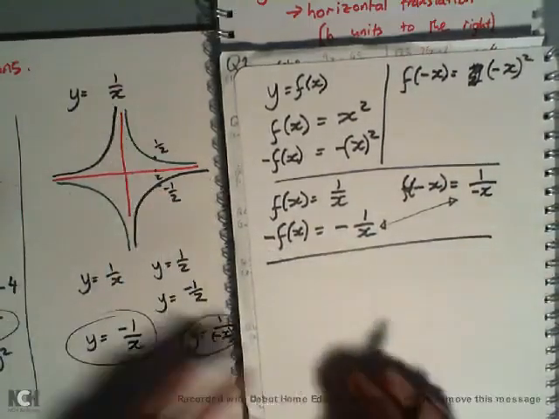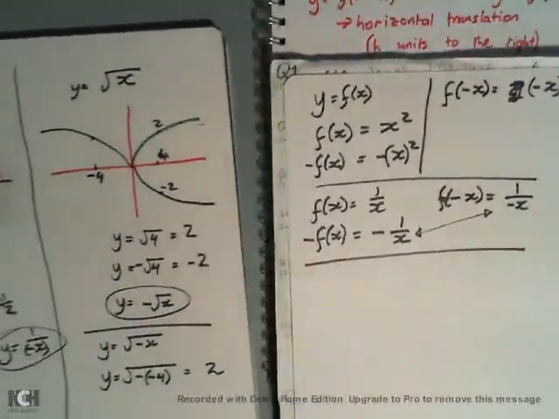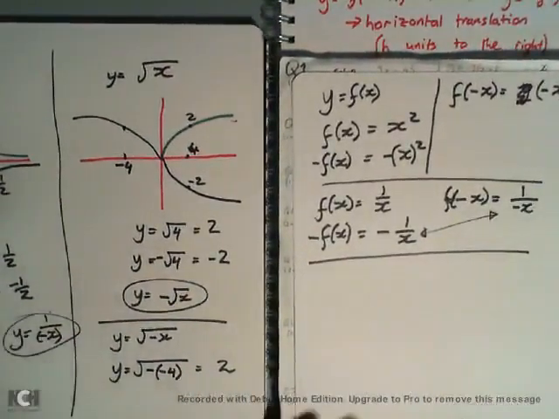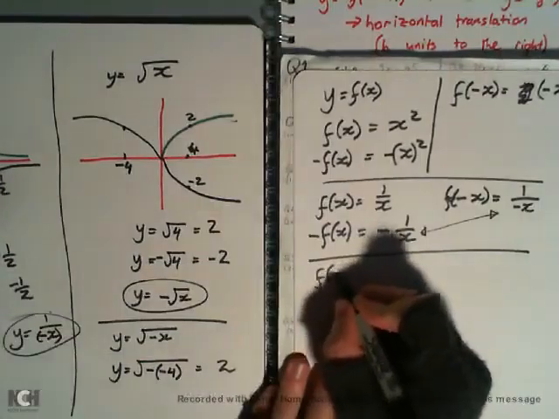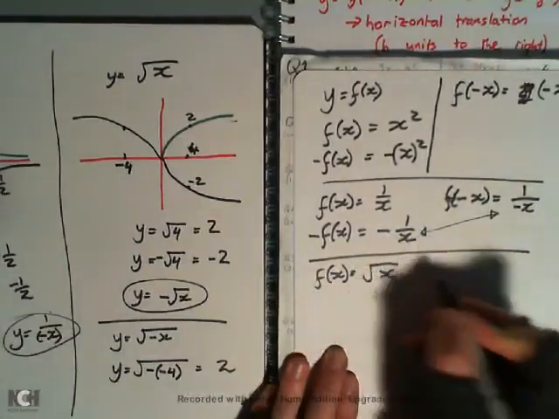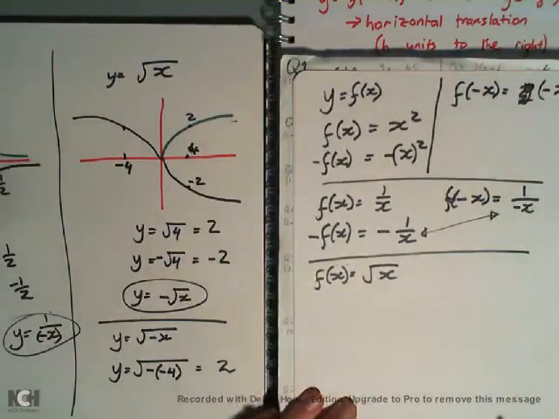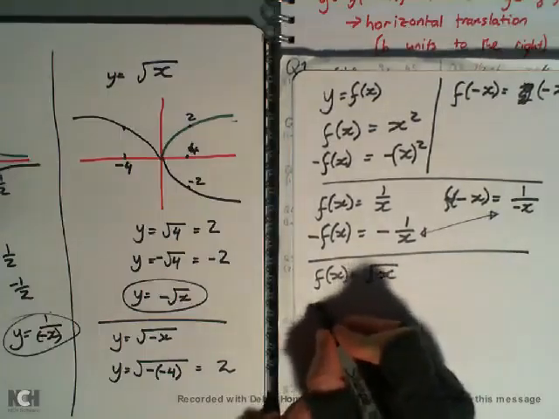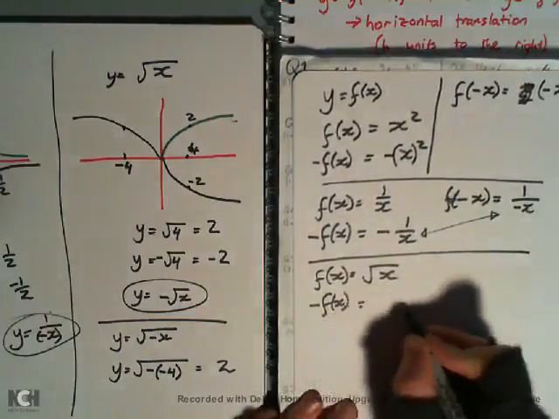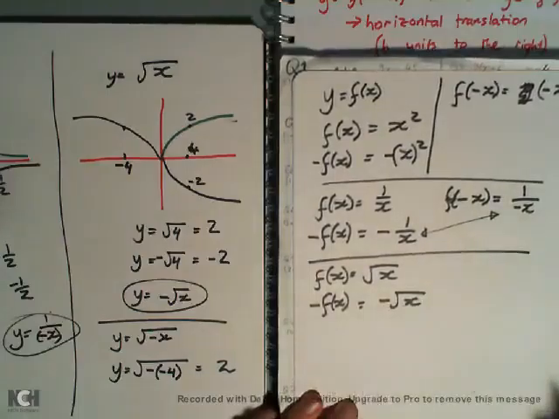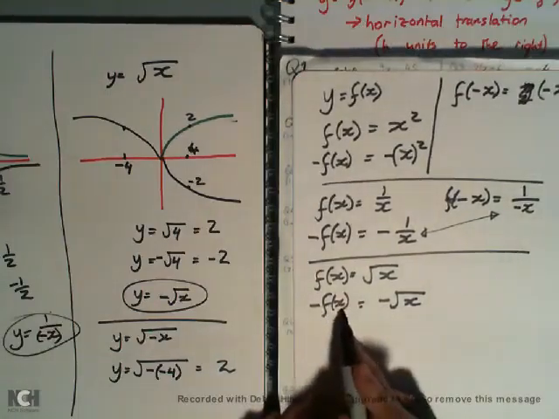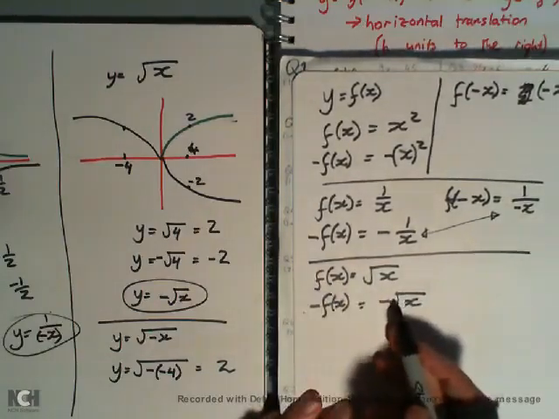And then for my square root function, f of x equals square root of x. I want a reflection in the x-axis, so it's minus f of x. I get minus square root of x. My original function, square root of x, I just put a negative in front of it.